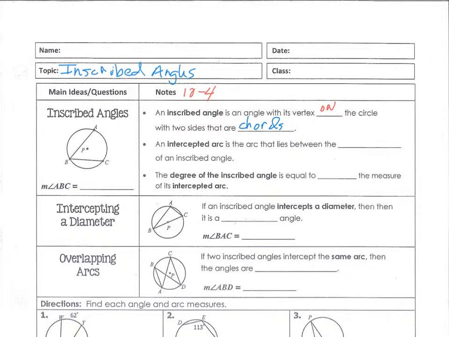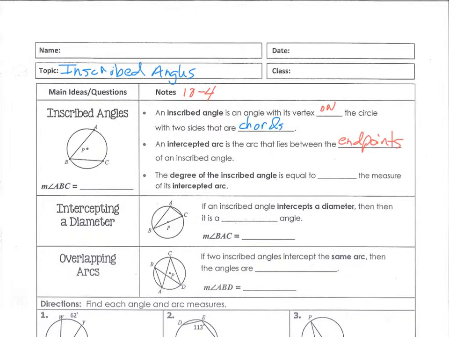An intercepted arc is the arc that lies between the endpoints of an inscribed angle. So as we were talking about before, these are the endpoints of the inscribed angle, and that's the vertex. So that's the arc that's intercepted by that inscribed angle.